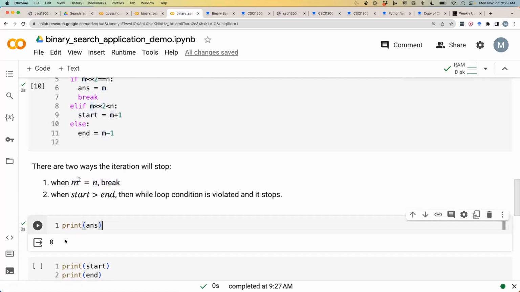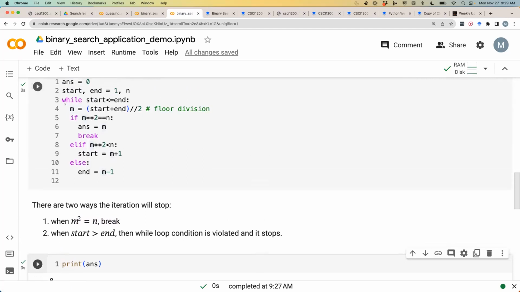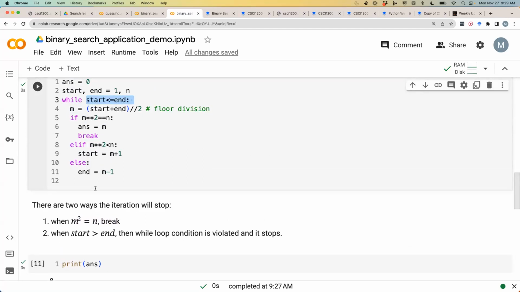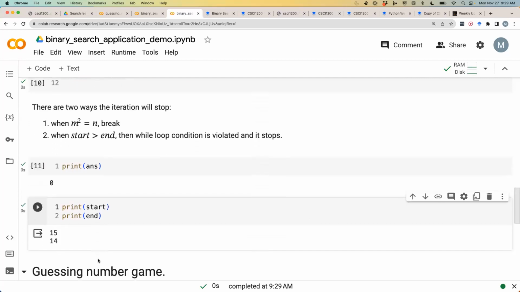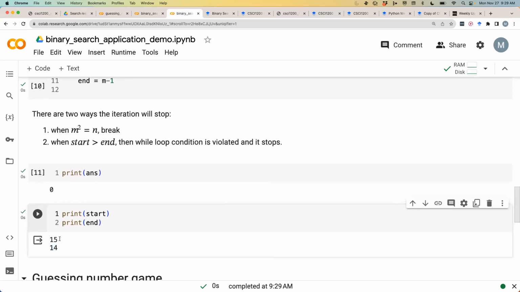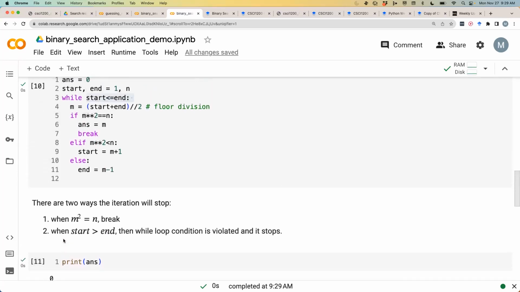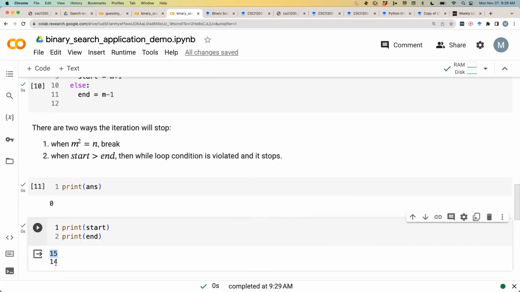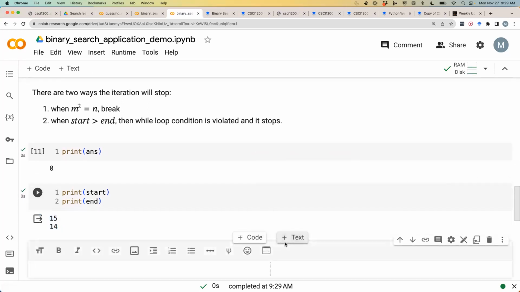So if your answer is equal to 0, that doesn't mean that you didn't find the answer. You just need to look at what start and end are. Why did it stop? If you look at your start and end, basically start is the minimum value for which m squared is more than n, and end is the maximum value of m such that m squared is less than n. This is where we stop.